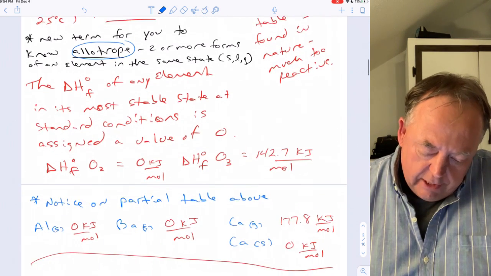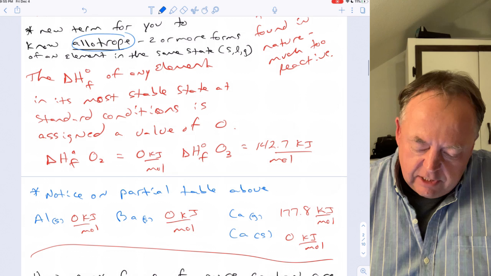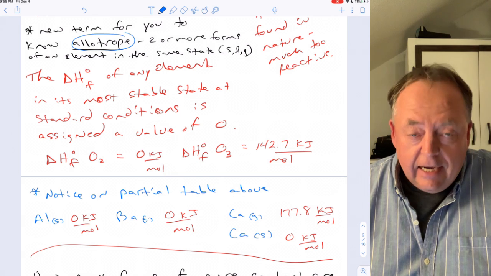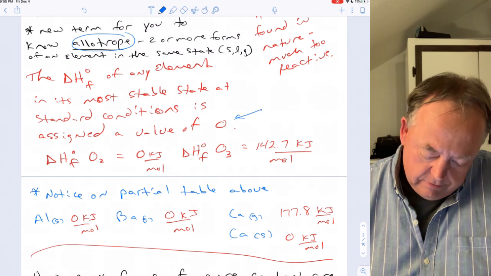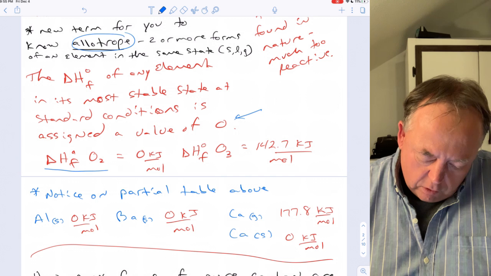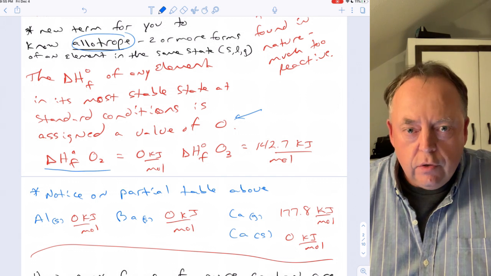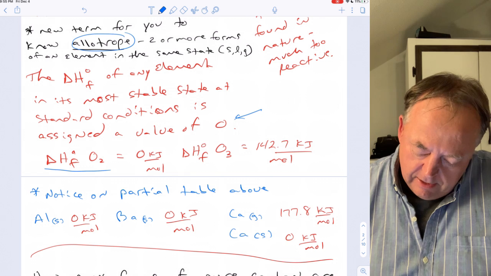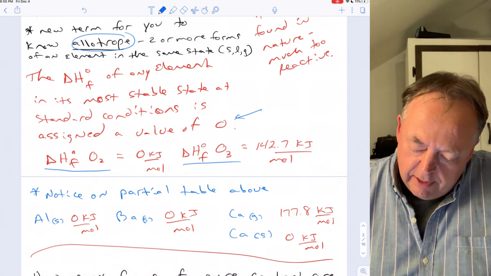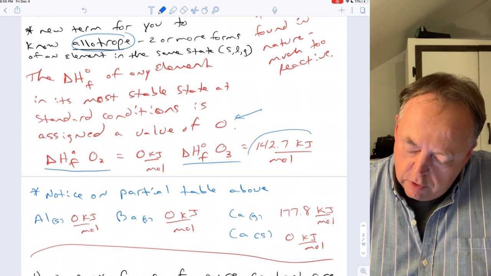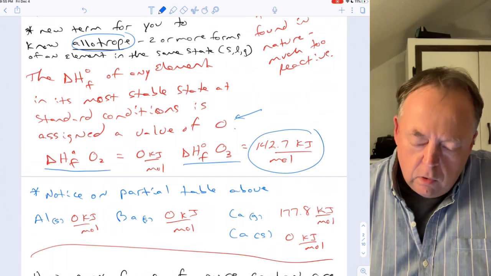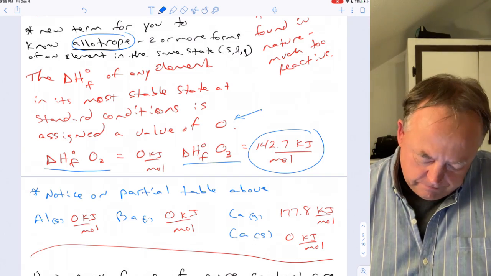Okay, so the heat of formation of any element in its most stable state at standard conditions is assigned a value of 0. So the heat of formation of O2, since that's the most stable form of oxygen, is assigned a value of 0 kilojoules per mole. And then ozone, O3, is 142.7 kilojoules per mole less stable than O2.